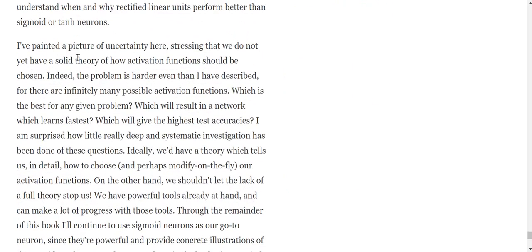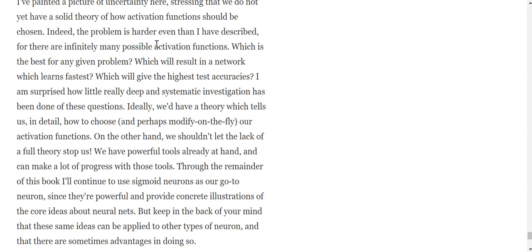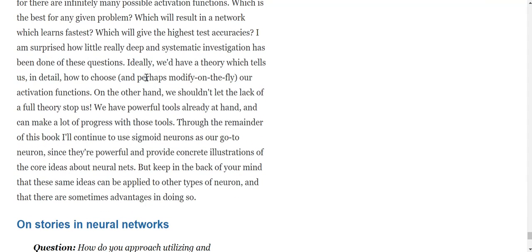Alright. So I've painted a picture of uncertainty here, stressing that we do not yet have a solid theory of how activation functions should be chosen. Indeed, the problem is harder than I have described, for there are infinitely many possible activation functions, which is the best for any given problem? What will result in a higher or faster learning rate? What will give the highest test accuracies? So I'm surprised how little really deep and systematic investigation has been done of these questions.